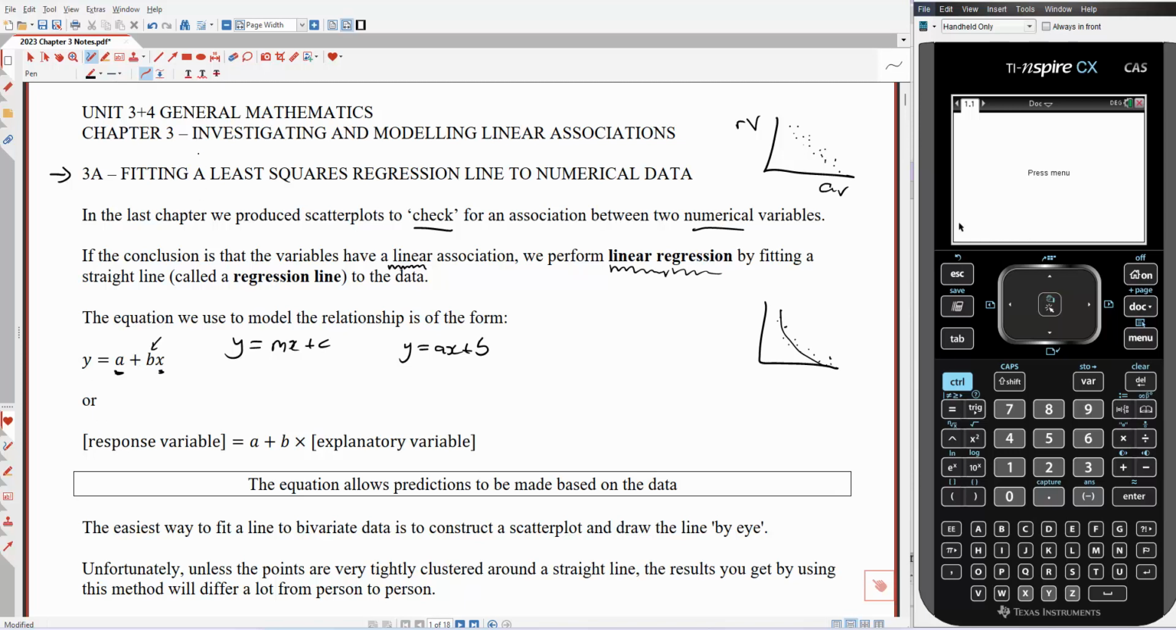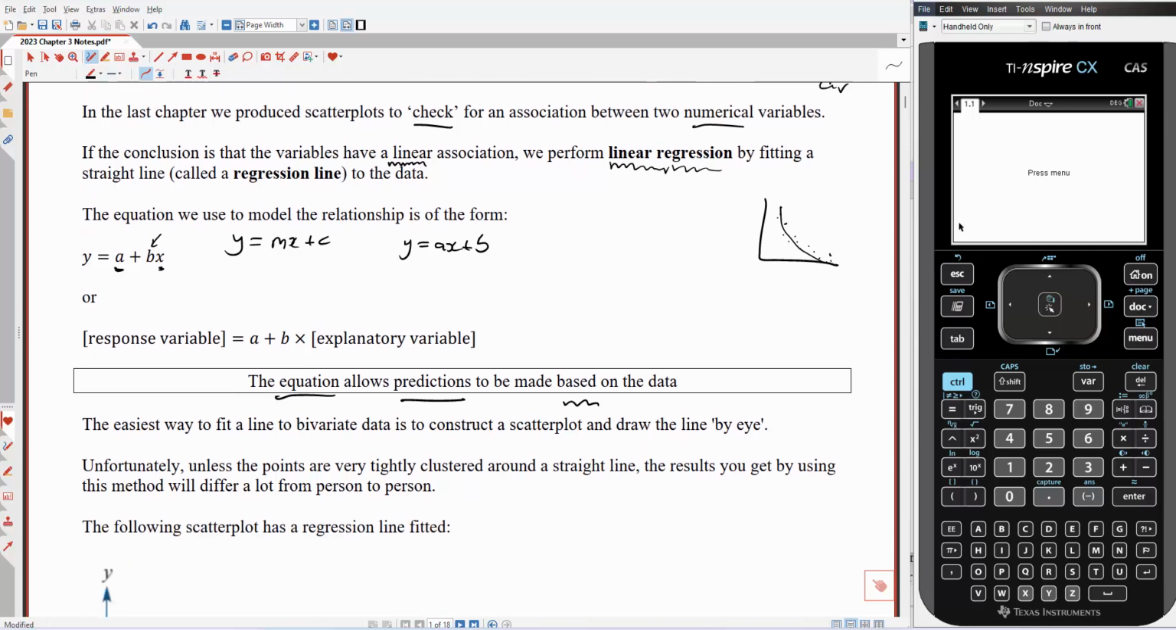And the way we see it really as part of general mathematics is that the response variable is equal to a plus b times the explanatory variable. And why do we develop this equation? Well, the equation allows us to make predictions based on the data that we have. If we know that there's a relationship between the EV and the RV, then we can use a model or a line that models this relationship, and we can then give the line EV values and it will predict what the RV is going to be. And that's really handy if we're trying to work out how much product to bring to a Sunday market if the weather is 7 degrees Celsius, which it was this morning. So these are all things that we would use in business or in science, etc., etc.